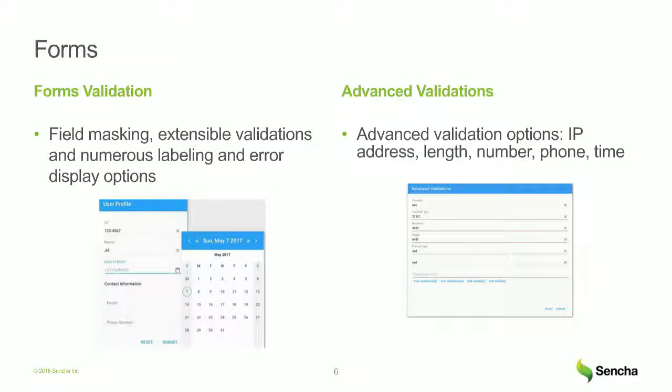And then we have a number of built-in advanced validations that are available in Ext JS 6.5 as well. Things that help validate the user entered a valid IP address or phone number or a timestamp or whatever. You can always create your own validators, but we offer a number of these common ones out of the box just so that developers don't have to do it, because there are commonly little edge cases that they need to worry about. This way they don't have to worry about that.